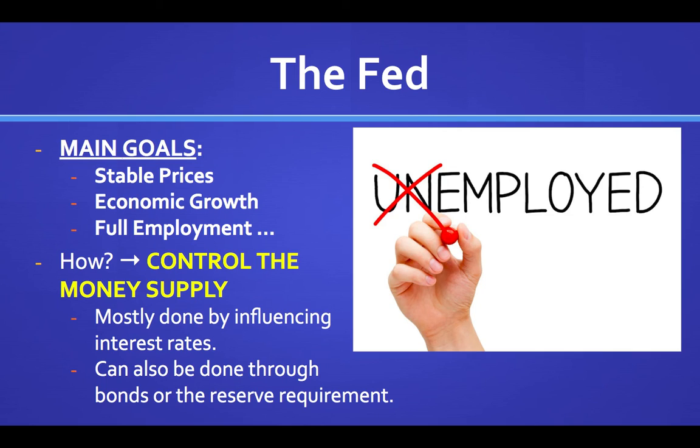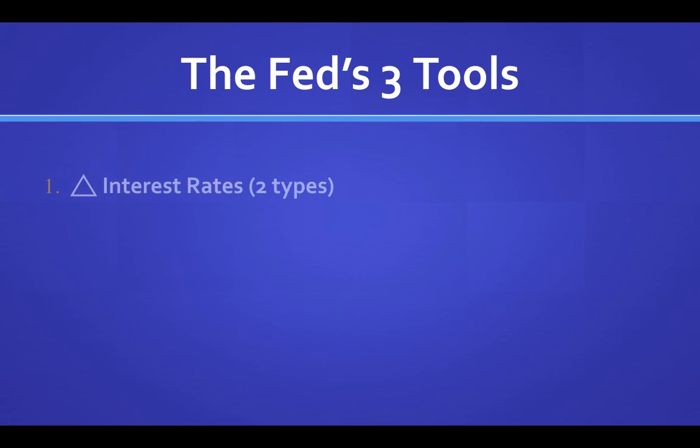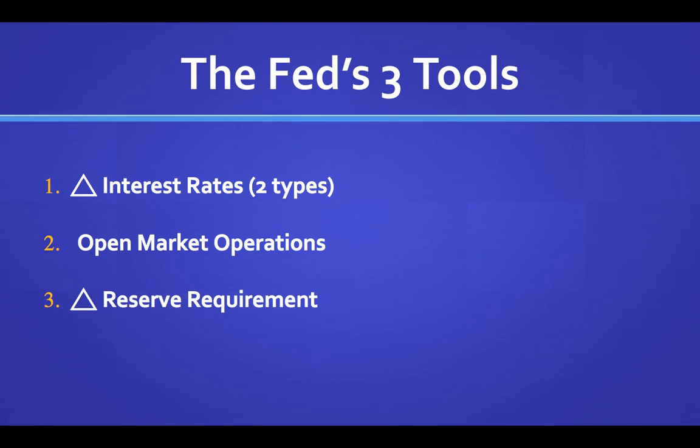So we're going to cover the interest rates, the bonds, and the reserve requirement as like the Fed's three main tools. Cool. Any questions so far? I don't think so. Cool. All right, so the three tools, they can change interest rate. That's my symbol for change. And there's two types, so we're really going to focus on one main type. They can sell bonds on the open market, called the open market operations. And then finally, they can change the reserve requirement.